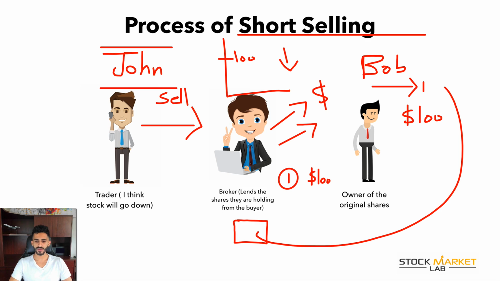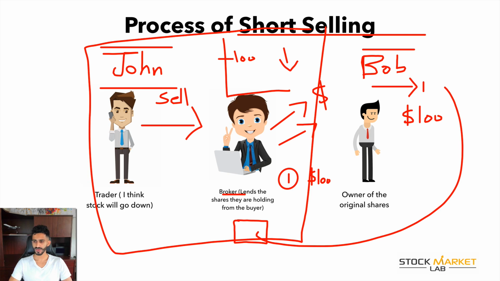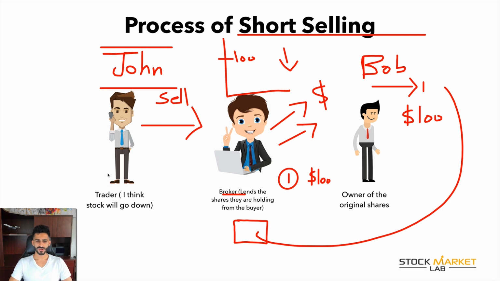So once again, the reason the broker lends out the shares is because they charge a commission and they charge interest. Now Bob obviously doesn't know if his share is being borrowed or not, because at the end of the day, if Bob needs to sell his share right now, the broker will immediately make it available. So Bob has no idea what's going on. Everything that's happening is on this side.